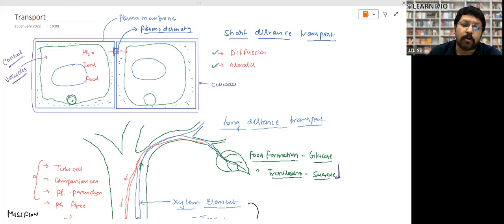So transport of substances takes place from one vacuole to another vacuole. How does this transport take place? Basically, there are some pores or connections between two cells. These are called plasmodesmata. So transport of substances from one cell to another cell over a short distance takes place through the plasmodesmata, and the means of transport can be either diffusion or osmosis. Is that clear? Short distance transport. Yes, sir. Okay, so please note down one thing. Have a notebook with you.